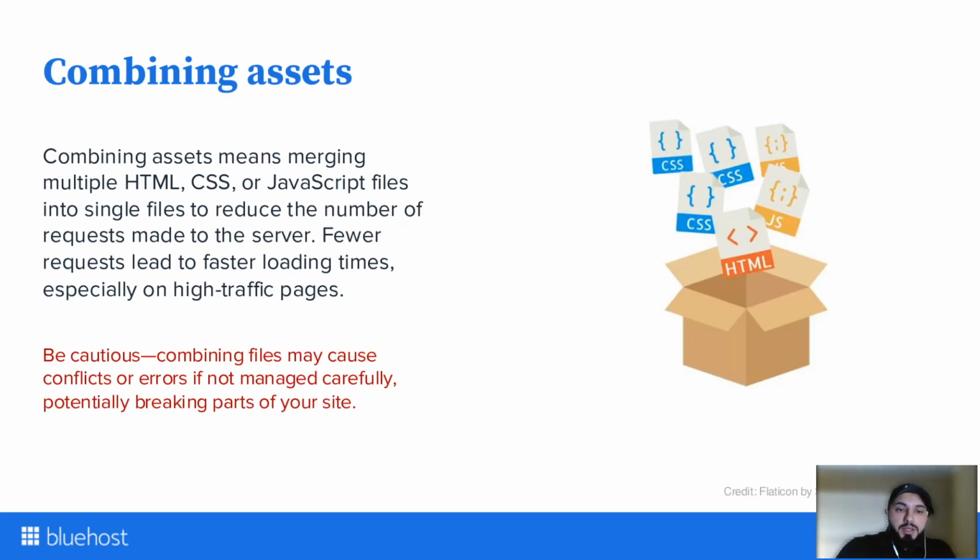Combining assets. Combining assets means merging multiple HTML, CSS, or JavaScript files into a single file, or one single file in extreme situations, to reduce the number of requests made to the server. And fewer requests lead to shorter load times, especially on high traffic pages. Now, again, the warning is that combining files may cause conflicts if not managed carefully, potentially breaking parts of the website. That's why we should always take a backup before optimizing the website, especially when it comes to combining.